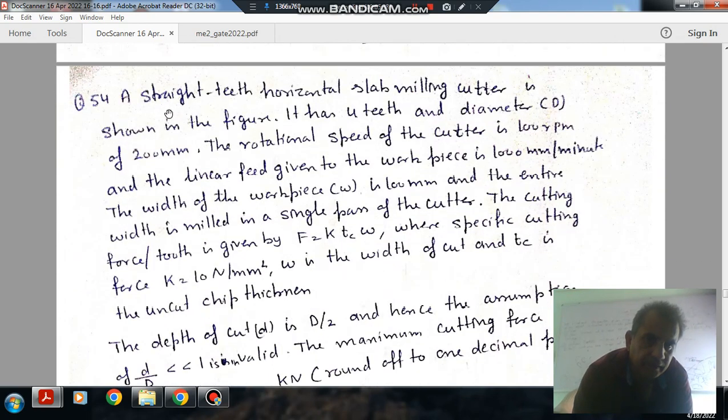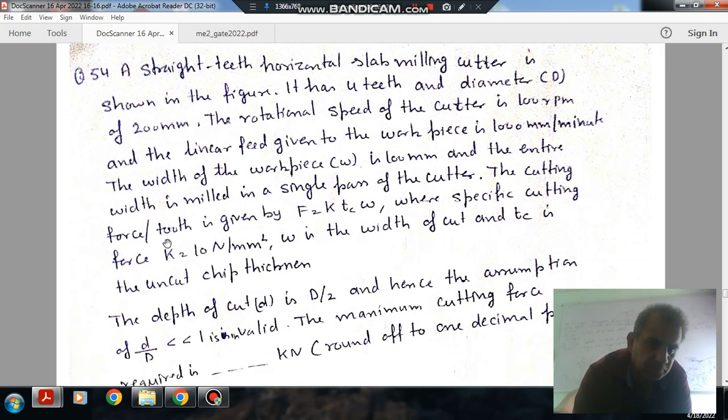Next, a straight teeth horizontal slab milling cutter is shown in the figure. It has 4 teeth and diameter D of 200 mm. The rotational speed of the cutter is 100 rpm and the linear speed given to the workpiece is 1000 mm per minute. The width of the workpiece W is 100 mm and the entire width is milled in a single pass of the cutter.